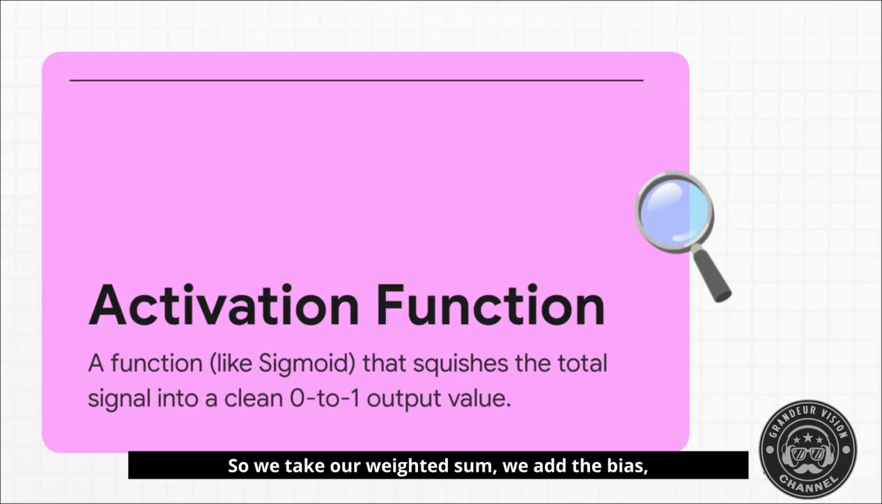So we take our weighted sum, we add the bias, and we get a number. But remember, we need a clean output between 0 and 1. To get that, we pass the result through what's called an activation function, like sigmoid. And all this function does is squish any number you give it into that nice, neat 0 to 1 range. That gives us the final activation value that we can pass on to the next layer.